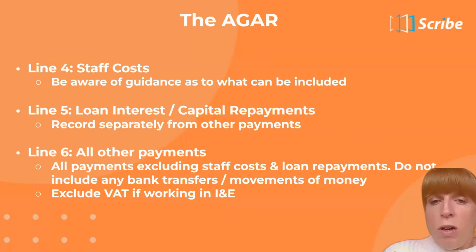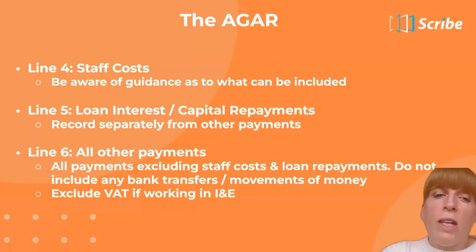Line 4 is your staff cost. So again, have a look at the guidance. The practitioner's guide will list exactly what's included. It is your core salary cost. So it's your salary, your pension, your tax, your NI. It is not training. It is not payroll admin if you've outsourced it and they do the work for you. It is not agency staff or locum staff. If they're not directly employed, they do not go into line 4. So make sure that you're clear about what goes in there.